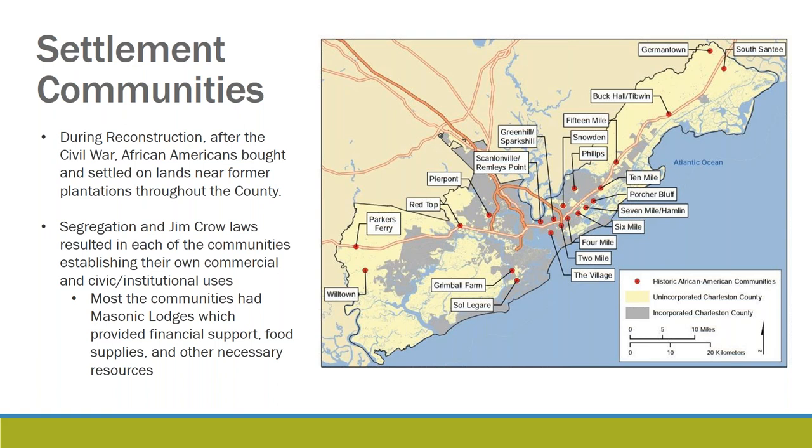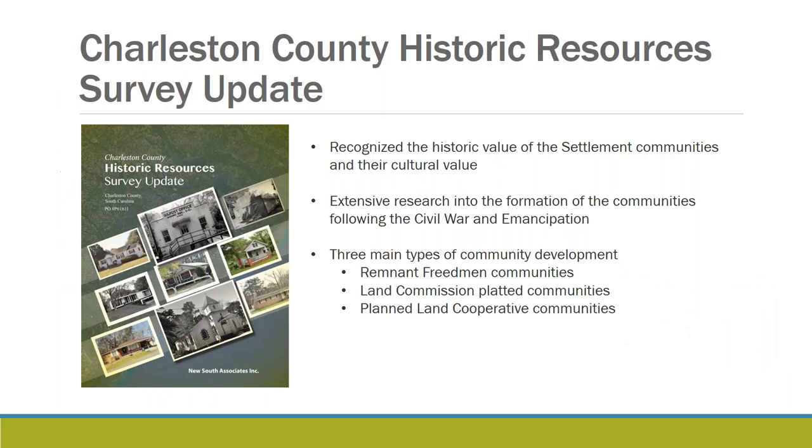And during the late 19th century and early 20th century, segregation and Jim Crow laws restricted these communities from using certain community facilities. And so as a result, these communities grew into self-sufficient little towns comprised of their own commercial services, such as their own restaurants and stores, and civic services, parks, schools, cemeteries, and community centers. And nearly all of the settlement communities had social lodges that provided financial assistance, food, and other community services. And these lodges are still often found today, and some have been listed on the National Register of Historic Places.